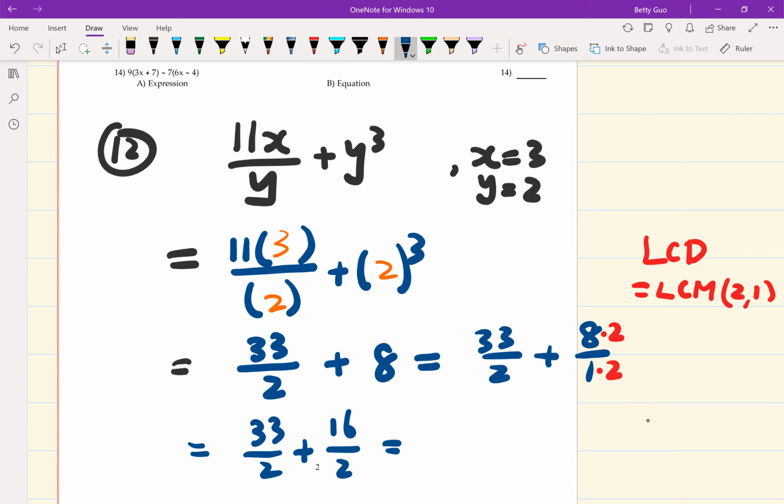The two fractions have the same denominators now. Remember the rule: when we add or subtract fractions with the same denominator, do you remember the rule? Keep the bottom, solve the top, reduce the result. So we keep the bottom, solve the top, 33 plus 16. What is 33 plus 16? 49, right? So if the answer choices are fractions, then 49 over 2 would be the answer.